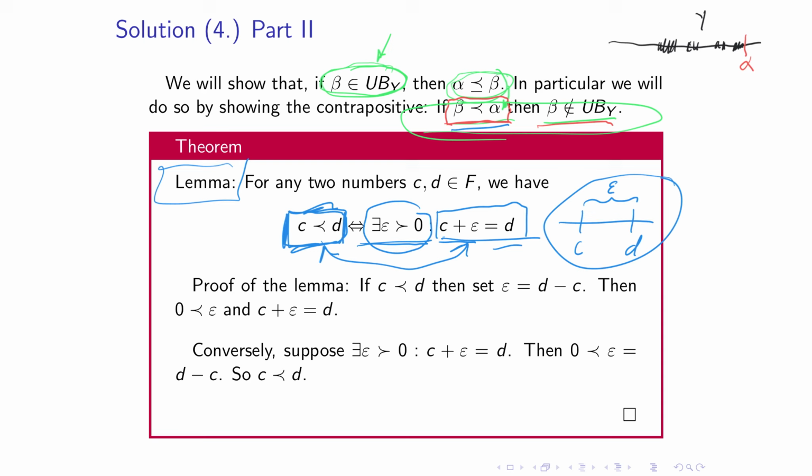So, okay, proof of the lemma. Let's assume that C strictly precedes D, and I claim that if we set epsilon equal to D minus C, then we will get exactly this result, that there exists a positive epsilon such that C plus epsilon is equal to D. It is totally clear that epsilon, so chosen, is strictly positive. How do we know? Well, let's take this and subtract C to the other side. So we know that 0 strictly precedes D minus C, but D minus C is precisely how we defined epsilon. So there you have it.